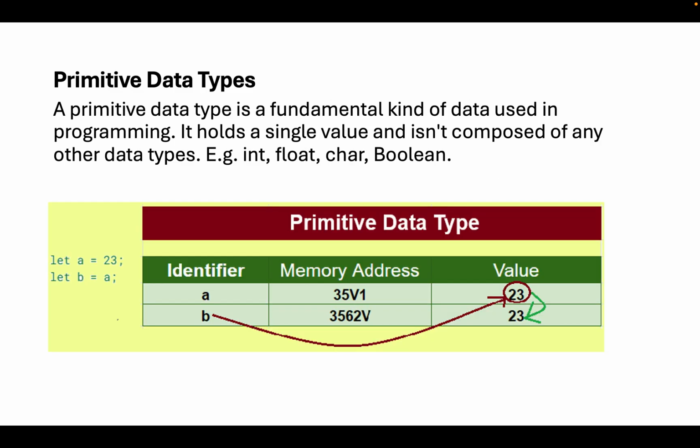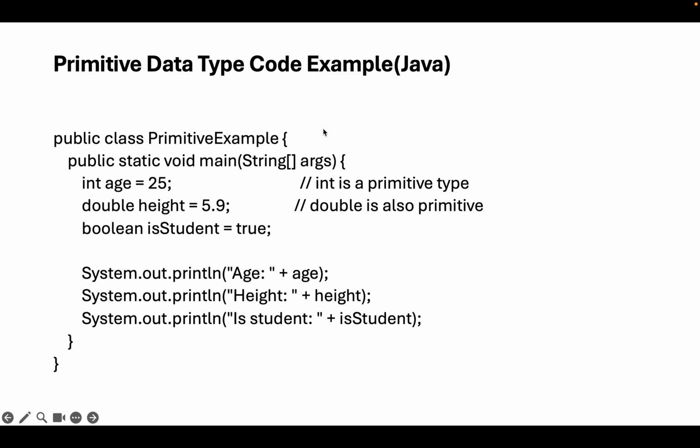Here it says a primitive data type is a fundamental kind of data type used in programming. It holds a single value. You can see that int is holding only one value, and double is also holding only one value. Therefore, we can term that a primitive data type. Now, boolean, the variable name is student equal to true. As I said, boolean is only a true or false statement. So this also holds only one value, and it's also a primitive data type.